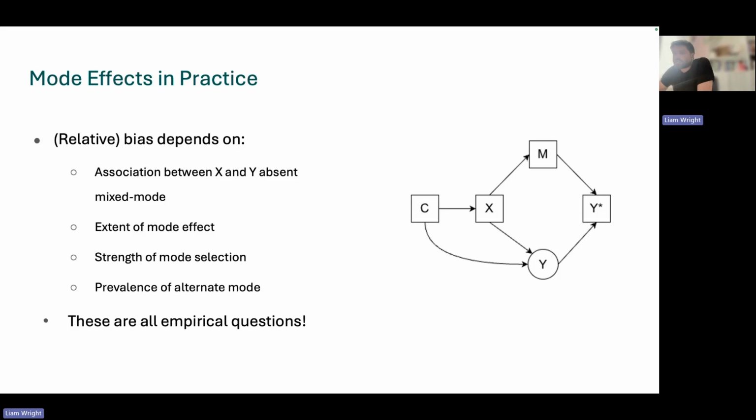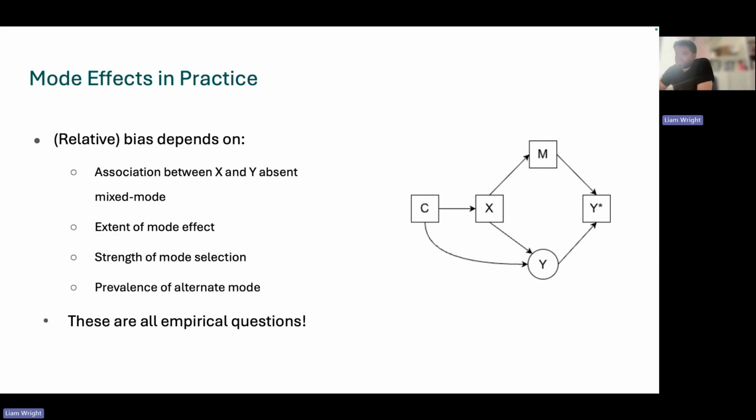I just wanted to end with two slides sort of meditating on a point that someone said before about, does this matter in practice? And from the QBA setup, I think it helps to make explicit that the bias due to mode effects is dependent on a number of factors, and that these are all empirical things rather than theoretical things too.